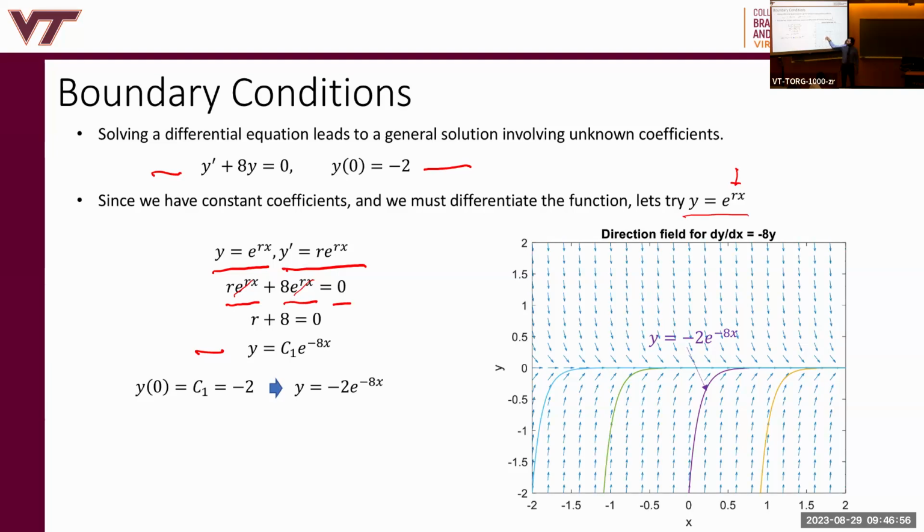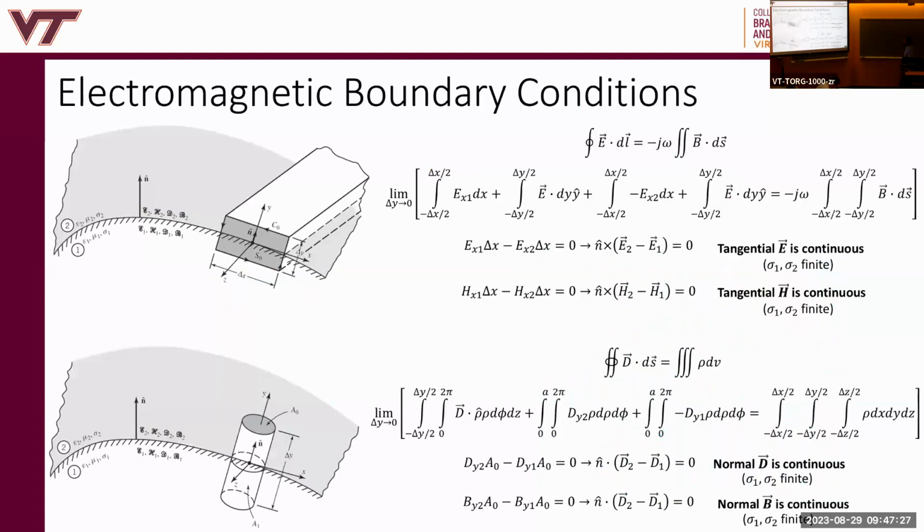These are the derivatives at all points in space, some representative points. The solution to the differential equation means what function gives me that slope everywhere. And that could be any of the functions that follow this particular slope field. So there's a particular solution that's associated with this boundary condition, and that is -2 e to the -8x, which is this purple curve. Okay, super basic review, I guess, but we need boundary conditions to solve the differential equation to make it a unique solution. So let's look at the electromagnetic boundary conditions.